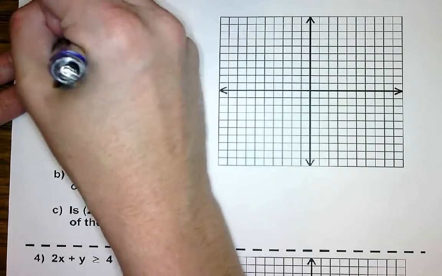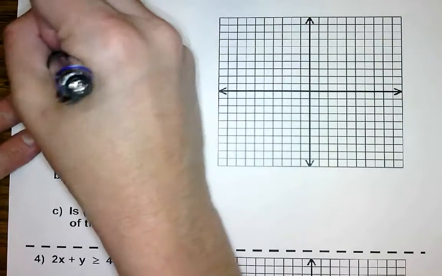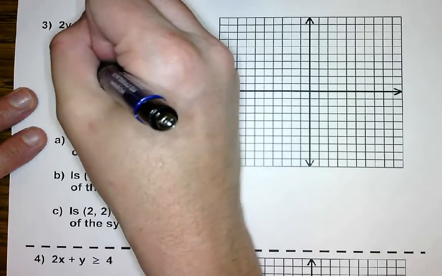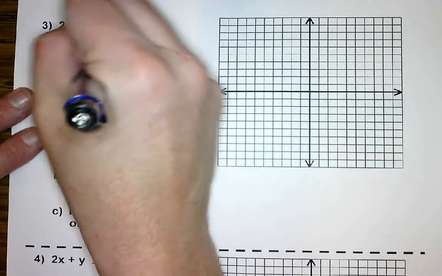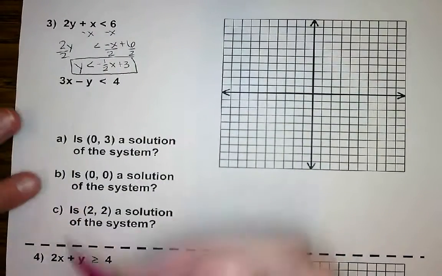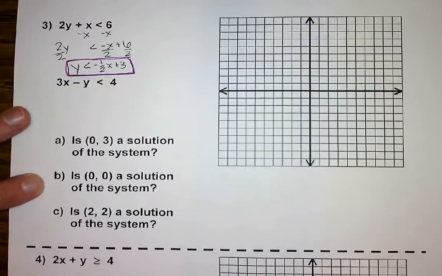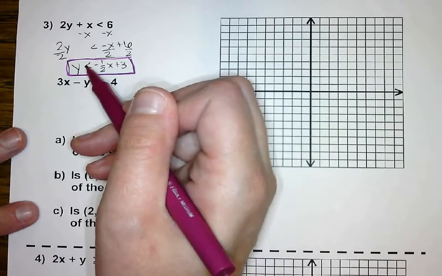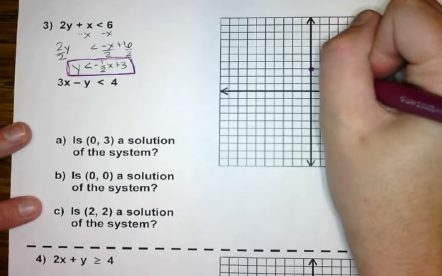So we have 2y is less than negative x plus 6. You divide everything by 2, and we have y is less than negative 1/2 x plus 3. Did I need to flip anything for this guy? I did not, because I did not divide by a negative, so I did not need to flip. Does that make sense, guys? So we look at this here, and we can graph our first line. We start at 3, go down 1 over 2, down 1 over 2.